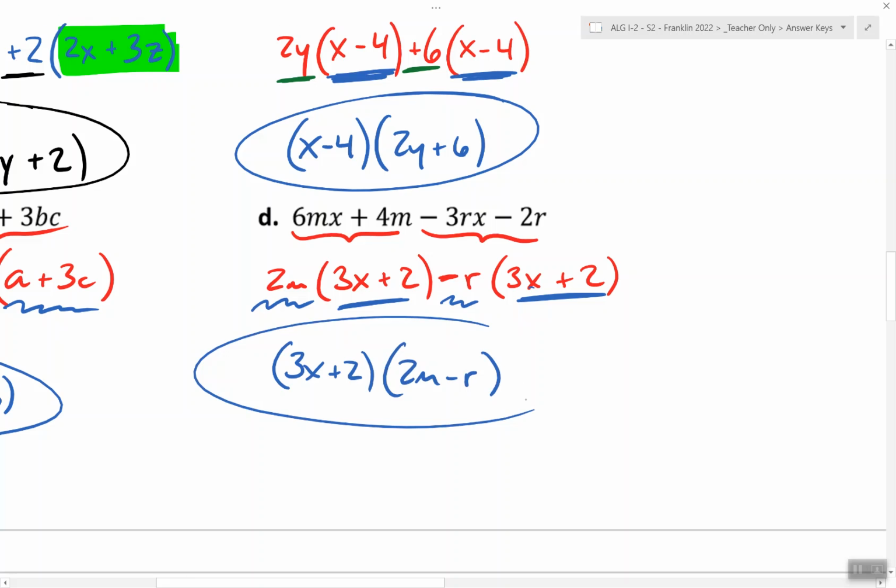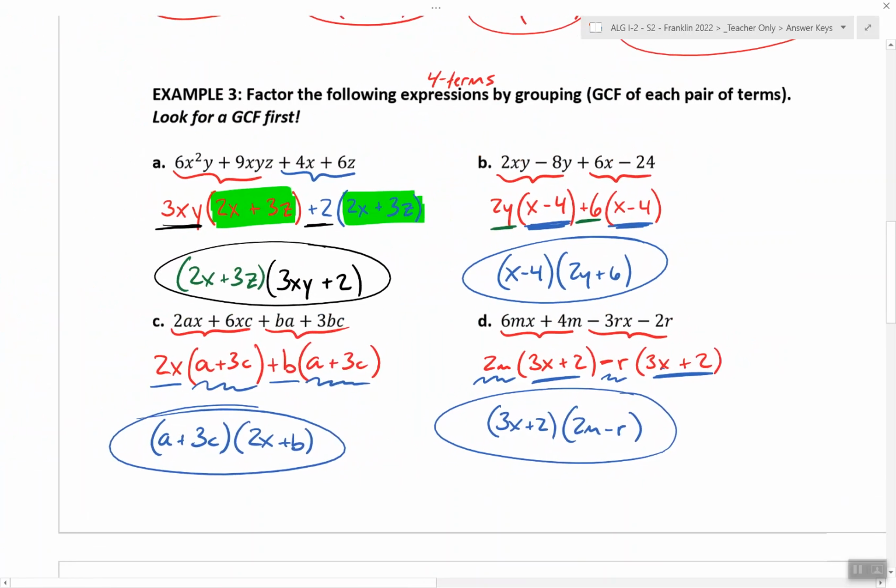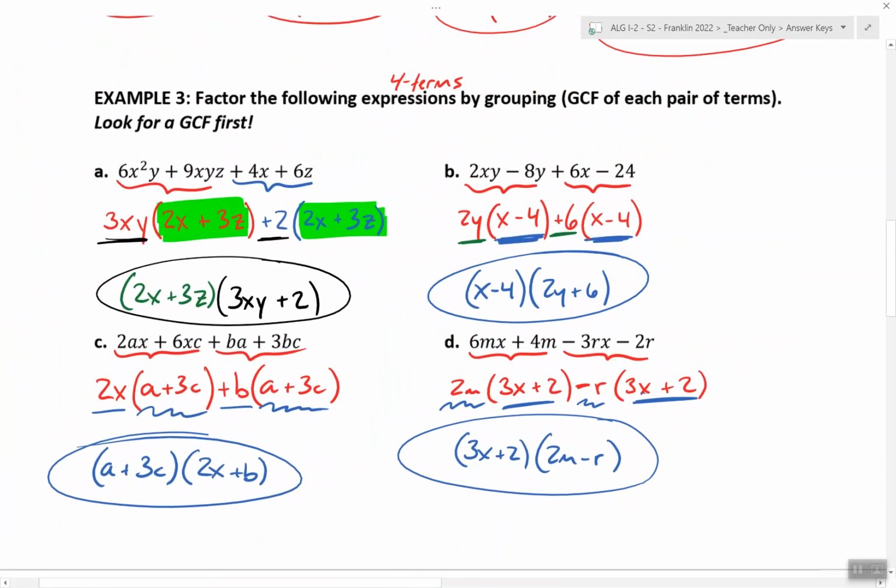And that is the method of grouping for factoring a 4-term polynomial. You need 4 terms, so you can group them into two pairs. But we're using a GCF, the greatest common factor of each pair.